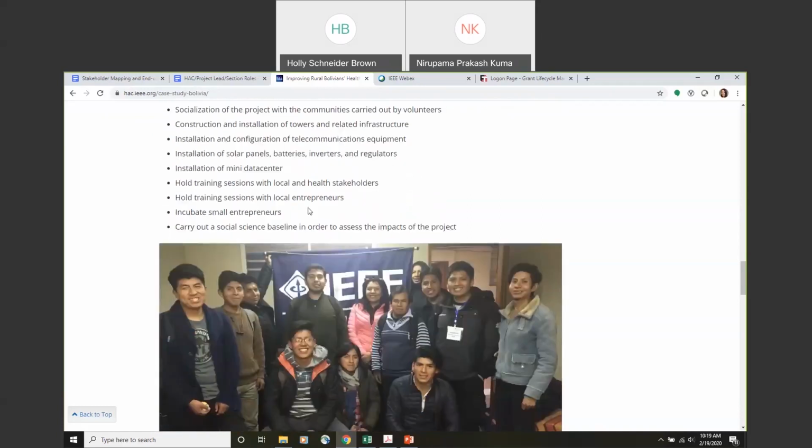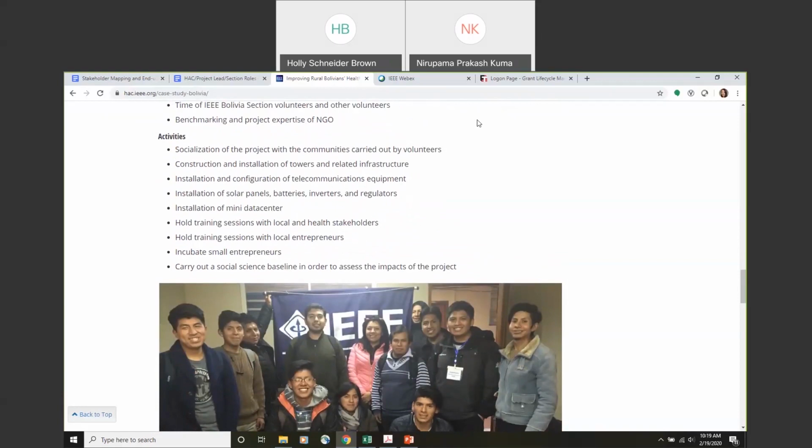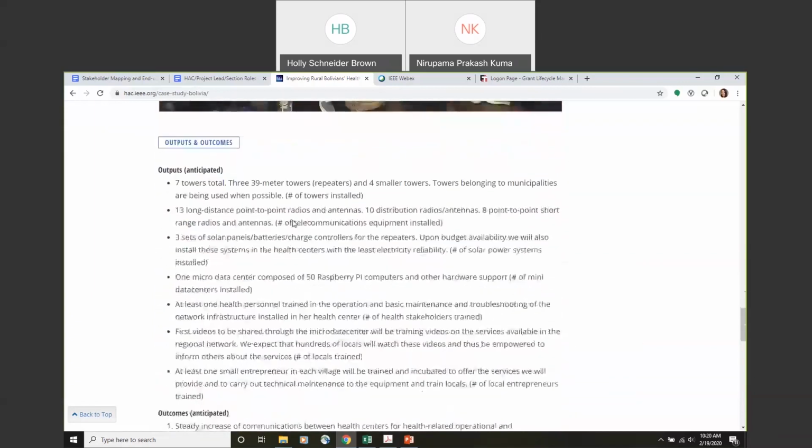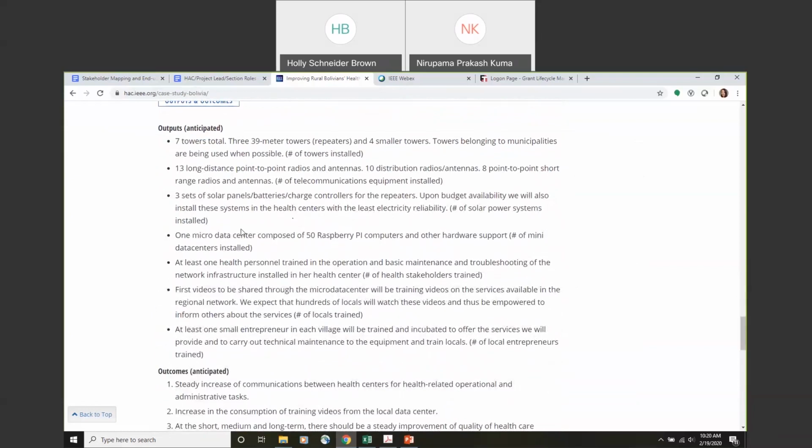So the activities then are what is done with the inputs. So in this particular project, the activities included socializing the project with the communities, constructing and installing towers and related infrastructure, installing and configuring telecommunications equipment, installing solar panels, etc. So those are those activities that the project team is performing. So then we come down to the outputs. So the output is what comes out exactly from these activities. So it almost always is quantitative.